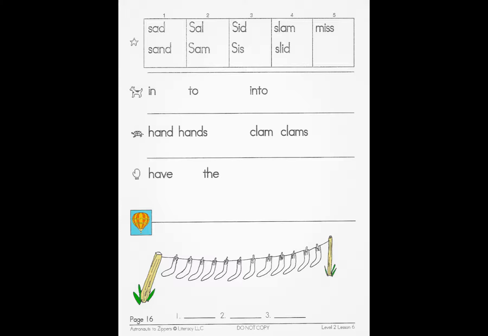Say the sound of the letter S. Then say the sound of the letter A and blend the two sounds to say sa. Now say the sound of the letter D and add this sound to say sad. Now think of a sentence using the word sad.